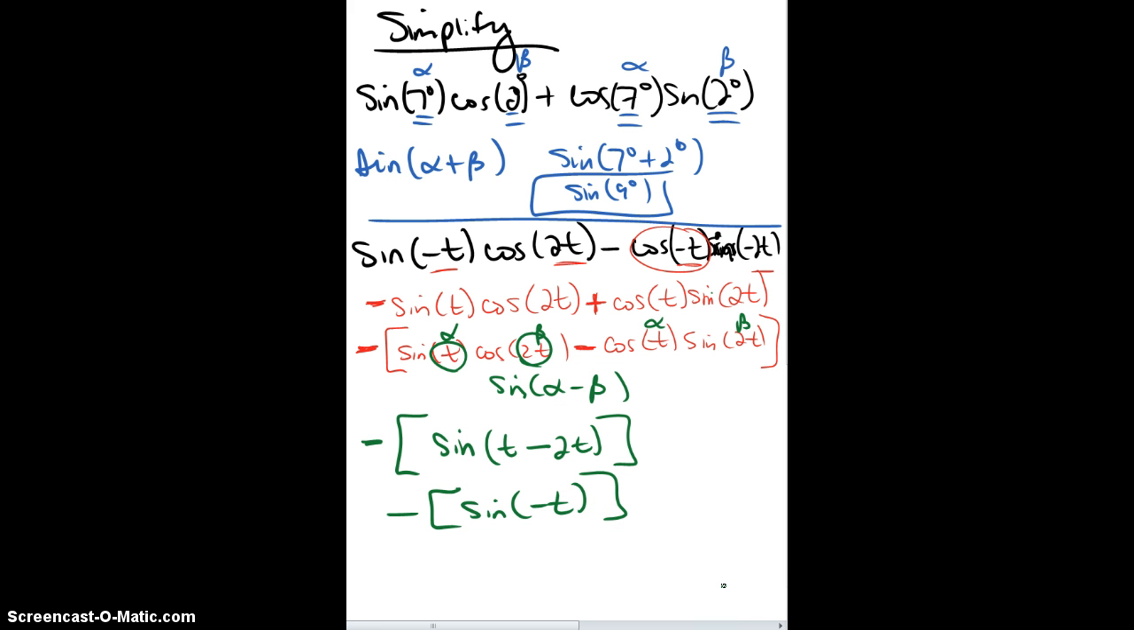Again, the directions say simplify, which in algebra means get it to the best answer you can. Negative sticks with you because sine is an odd function. If this negative comes out, you'll get a double negative. So I just end up with sine of t. Again, that's the best answer you can get. And so that's all you need to do.